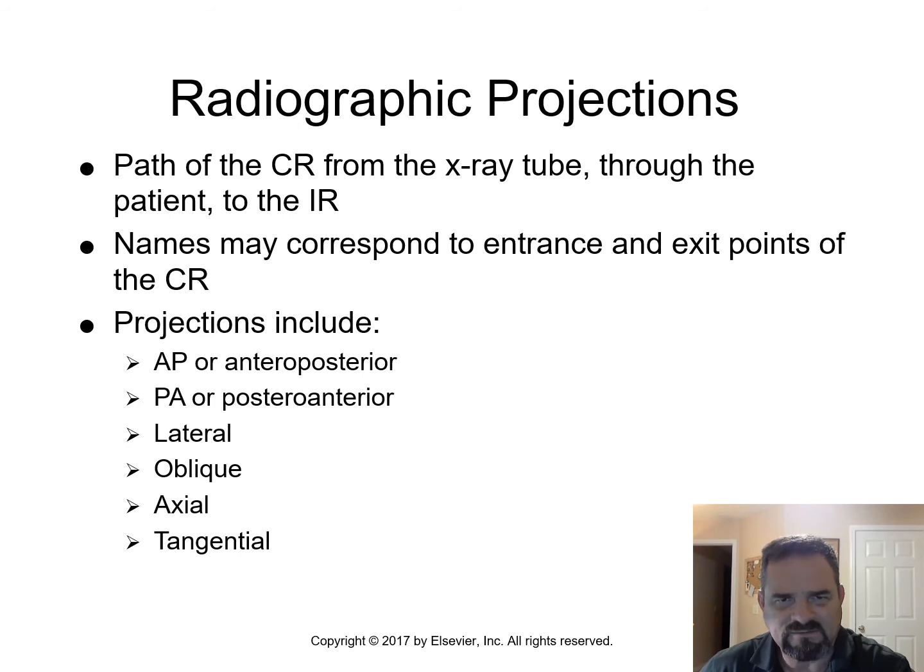All right, so the path of the central ray from the X-ray tube, through the patient, to the IR is where our projections are important. That's where we get them from. Names that may correspond to the entrance and exit portions of the CR include AP, which is anterior posterior, so we're going from front to back, or PA, which is posterior to anterior, that's from back to front. Lateral, which is a side, oblique, which is an angular position, axial, and also tangential. So let's look at those guys.